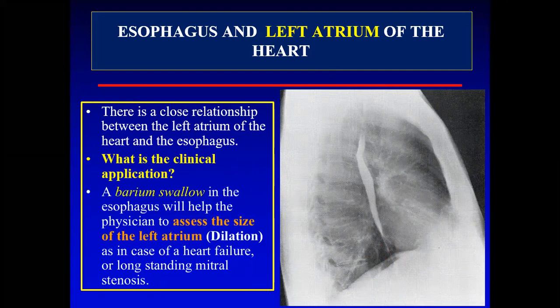A barium swallow in the esophagus will help the physician to assess the size of the left atrium. If you see here, the person has swallowed the barium, so the barium is entering. If not, you cannot see the esophagus. So once the person takes the barium swallow, it will enter through the esophagus. It will assess the size of the left atrium, the dilatation, as in case of heart failure or long-standing mitral stenosis. So if there is any compression of this esophagus, as you can see here, this will be because of the dilatation of the left atrium, maybe because of the heart failure or the long-standing mitral stenosis.